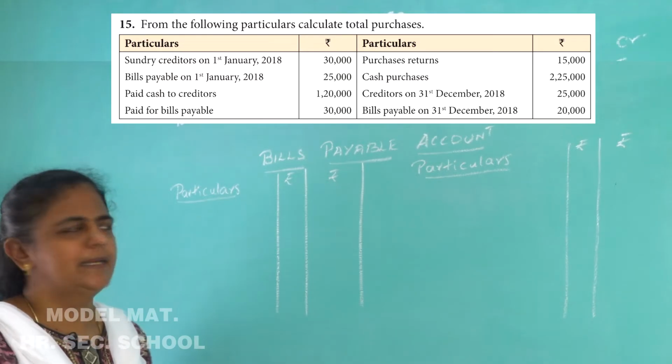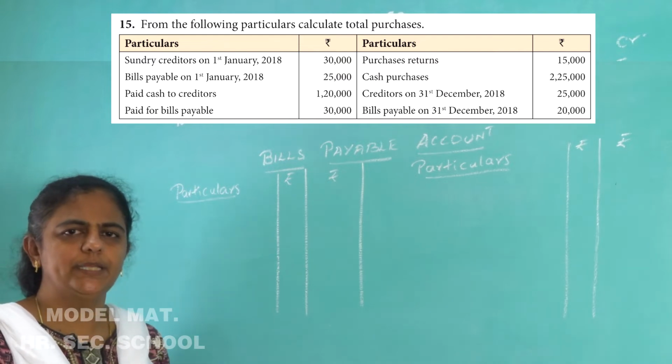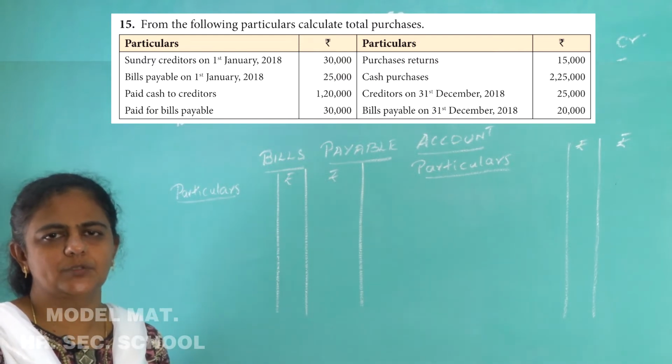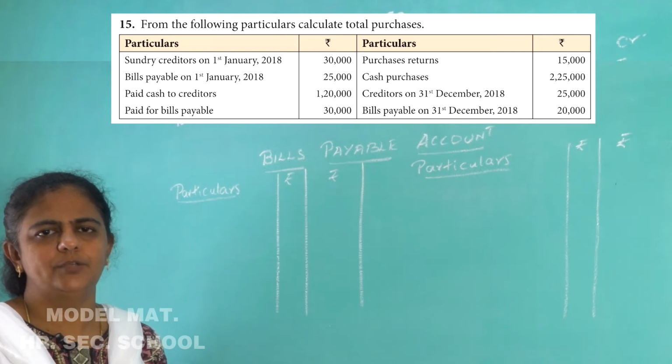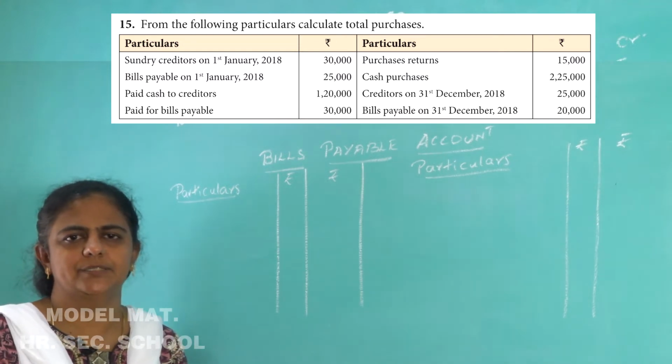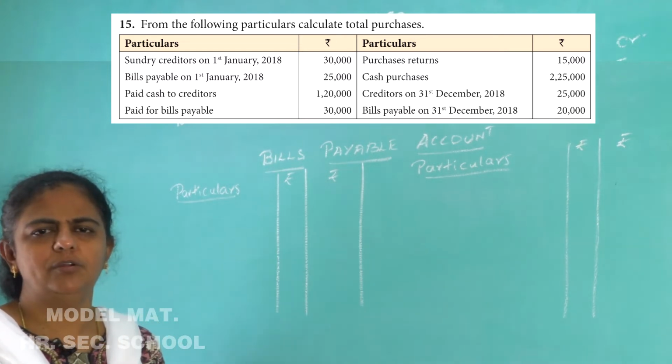Okay children, read the question thoroughly before doing the sum. So what is asked there? Total purchases is asked. So how to find out total purchases? You should add cash purchase and credit purchase. Both together will give you your total purchase. But we don't know how much is the credit purchase. You have to find out credit purchases.